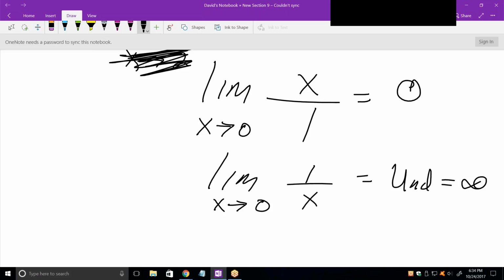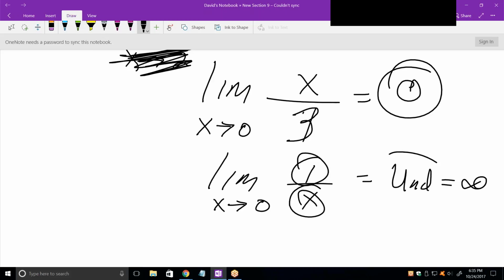Kind of. Okay? So, whenever you have 0 over any number, and it wouldn't matter whether that was 3 or 1, the limit goes to 0. If you have a number over 0, the limit is undefined. So the only problems are when you have 0 over 0, such as this.